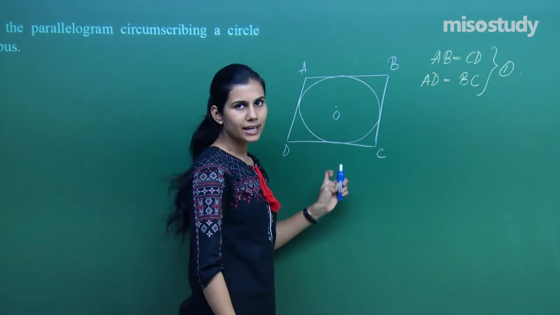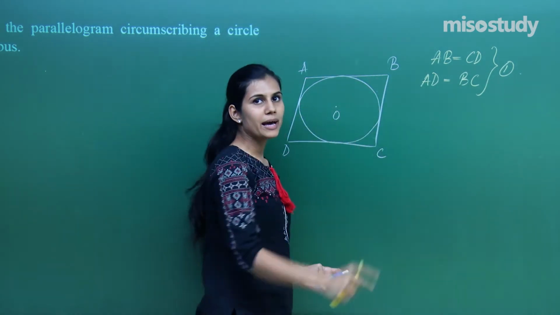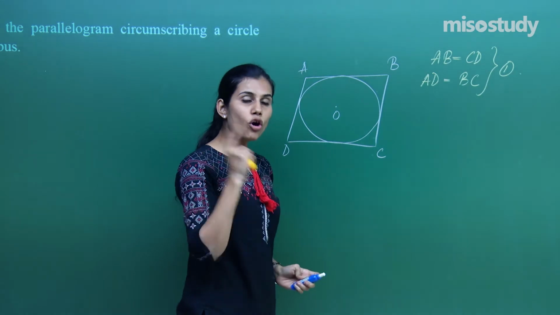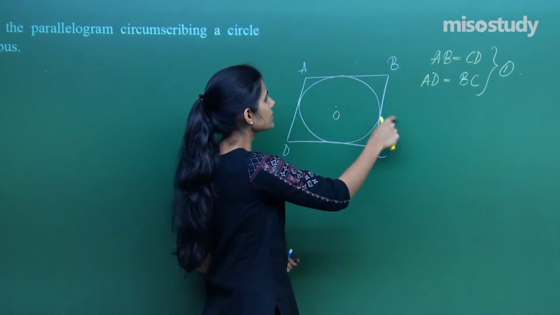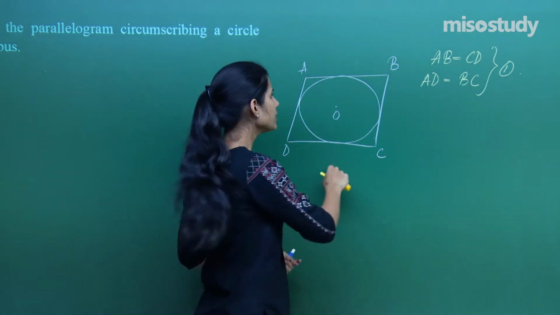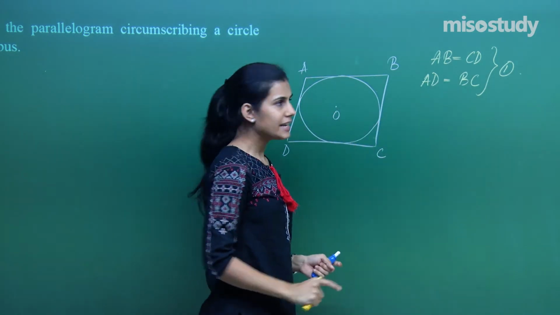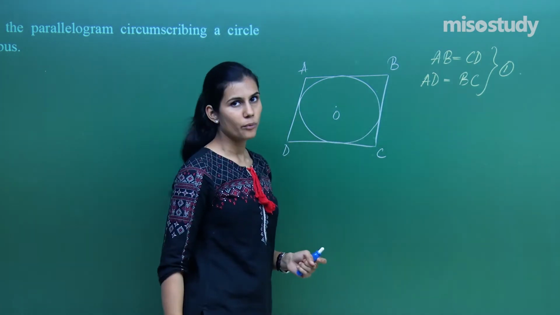Because it is already a parallelogram, I know that opposite sides are parallel. A parallelogram in which all four sides have the same measure is a rhombus. So I need to show that all four sides have the same measure. Till now I know that opposite sides have the same measure. I need to show that all four sides have the same measure. How will I do that?